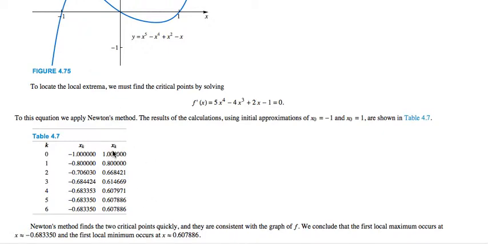Now for the local min, we started at 1, we go to 0.8, 0.6684, 0.614669, and then by the fifth and sixth iterations you can see again that Newton's method agrees to 6 decimal places. So this method converges fairly quickly.